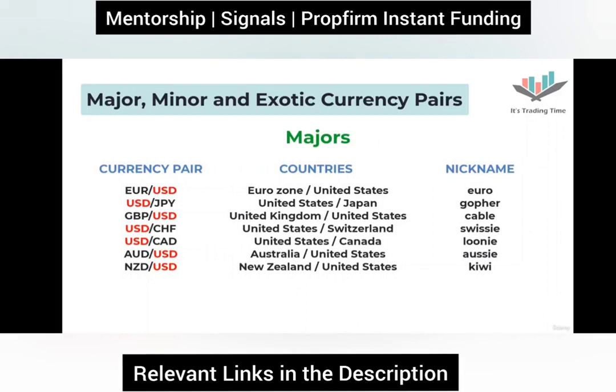You'll notice that all of these pairs include the US dollar on one side and another major currency on the other side. So we have Euro against US dollar, US dollar against Japanese yen, pound against US dollar, Swiss franc, US dollar, Canadian dollar, Australian dollar against US dollar, and New Zealand dollar against US dollar. These pairs are the most liquid and widely traded in the Forex market. We will discuss the advantages of trading currency pairs with high liquidity and volume in later lectures.